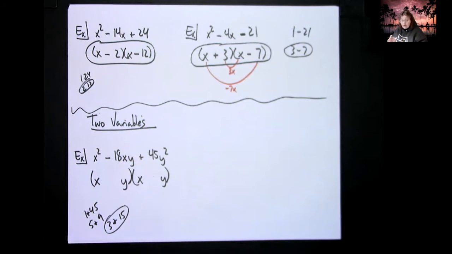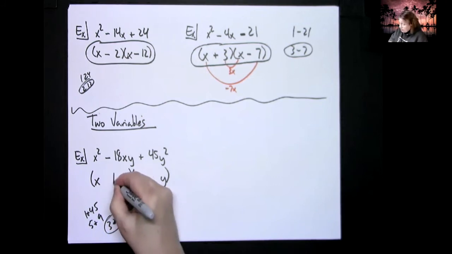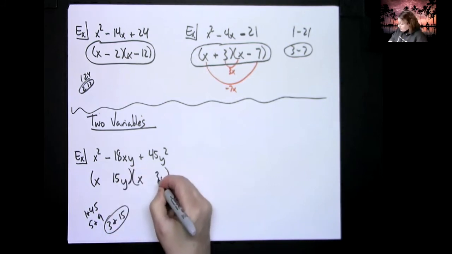Okay, so trial and error, thinking those numbers through. So one of these coefficients will be 15. One of them is going to be 3. It doesn't matter the order that you put them in. You can put the 15 there. You can put the 3 there.